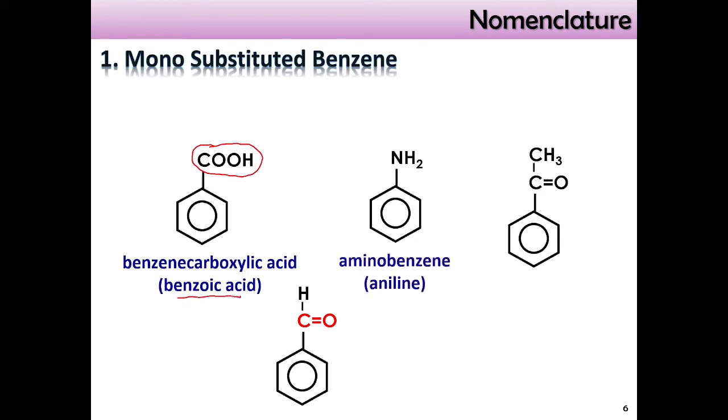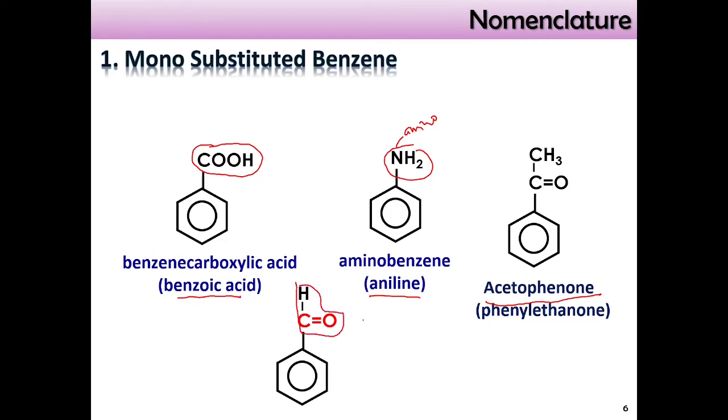And this one, aminobenzene, because this is amino. Or you can also call it aniline, which is accepted as IUPAC. This one is a little bit special. This is acetophenol. You can call it acetophenol. Just remember this name. The other name for it is phenylethanol. And this one is aldehyde. The structure for this one refers to aldehyde, so it can be benzaldehyde. That is the name accepted as IUPAC.